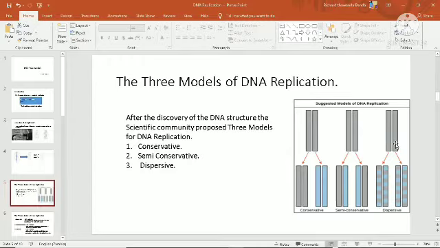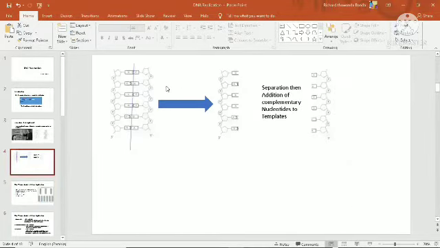Before you go further, I have a question about the semi-conservative type of replication. Yes, go ahead. When we say the old strand and the new strand, is it the old parent strand and the new daughter strand, or how do they put it? Okay. So this is what I mean.